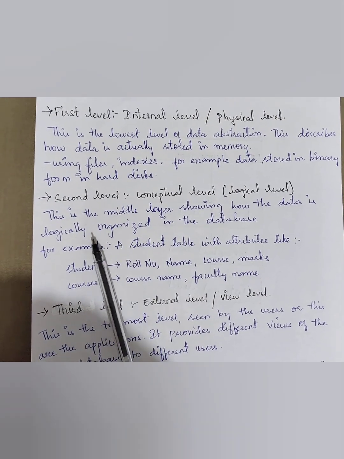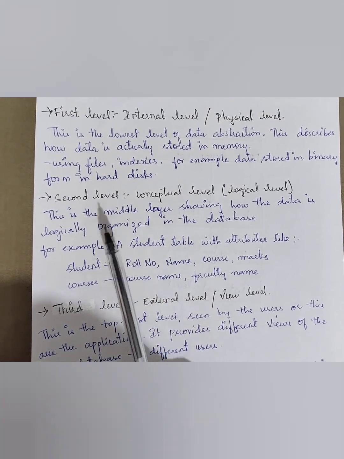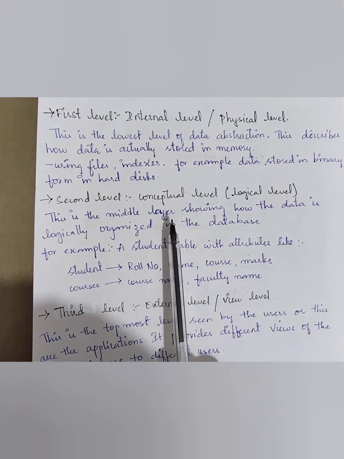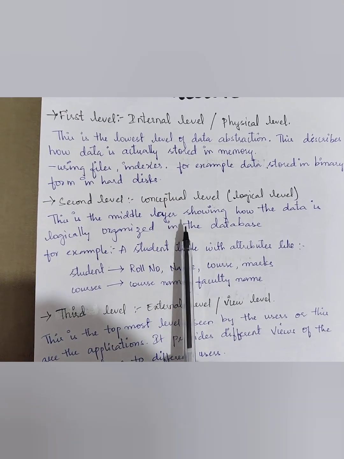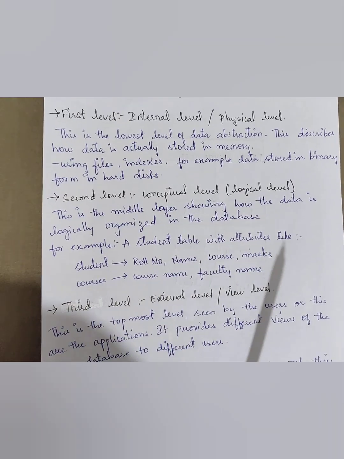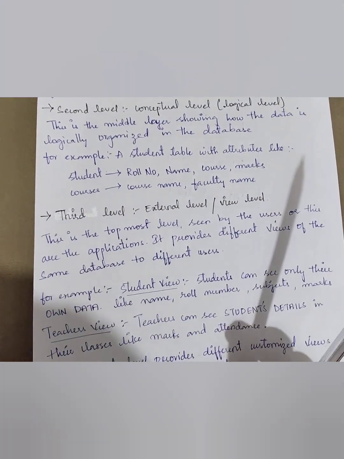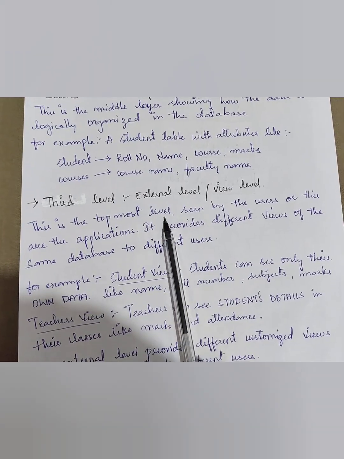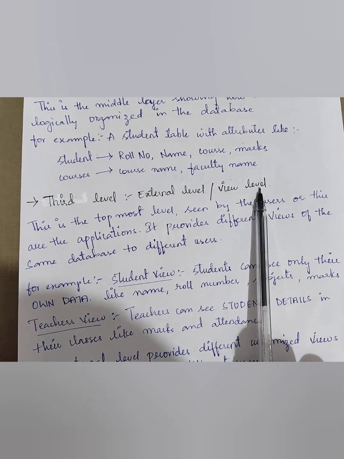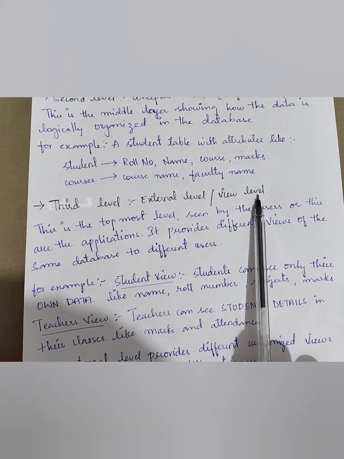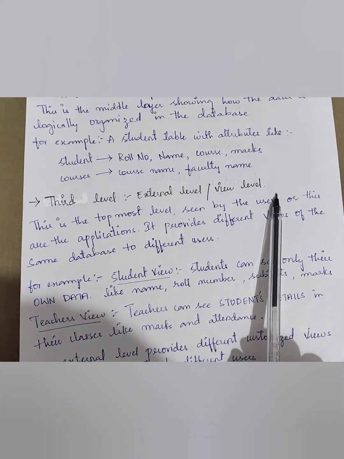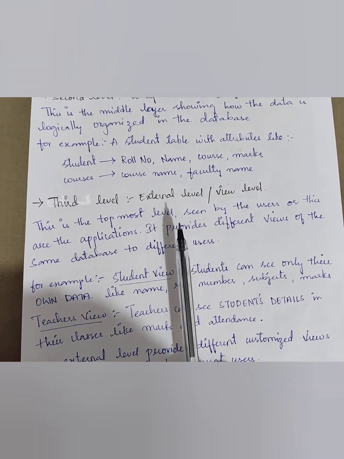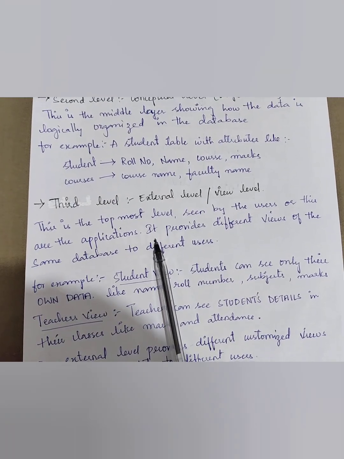Logically, how the data is organized in the database comes under the conceptual level, also called the logical level. The third level is the external level. The last level is the external level, which is also called the view level. This is the topmost level of the database architecture.